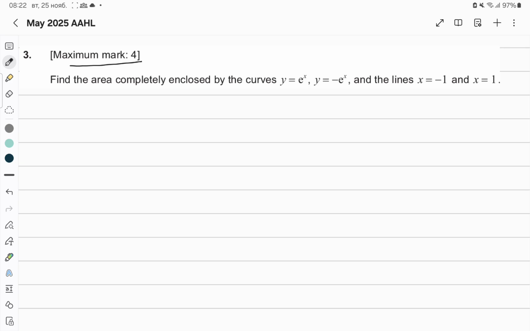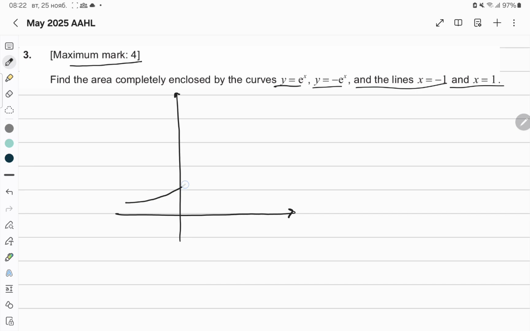Find the area completely enclosed by the curves y equals e to the x and y equals negative e to the x, and the lines x equals negative 1 and x equals 1. So first of all, let's sketch the graph. We know that the graph of e to the x is an exponential growth graph, and that's how we make the graph of the function like this. So it crosses at 1.